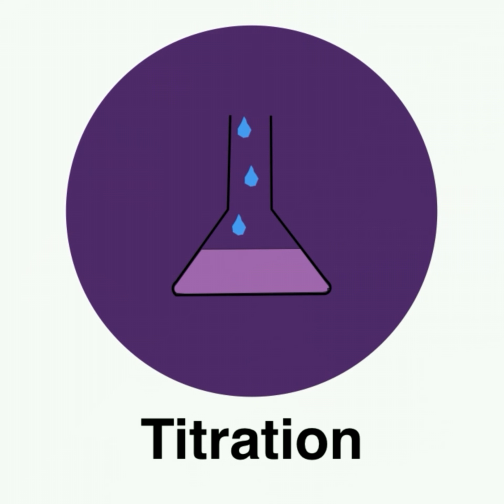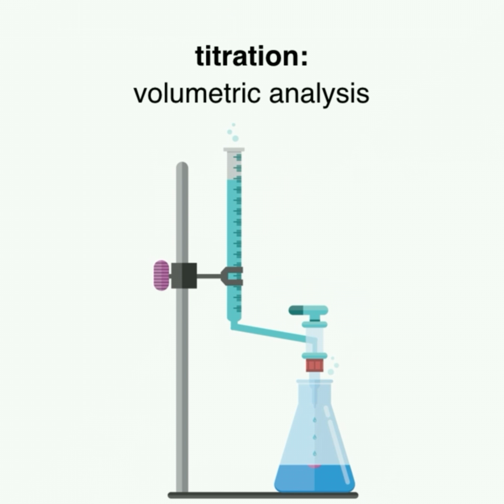In this lesson, we will discuss the process of titration. Titration is a form of analysis called volumetric analysis. It involves determining the concentration of one solution using a second solution with a known concentration. One of these solutions will be an acid, while the other will be a base, and their neutralization reaction will go to completion.